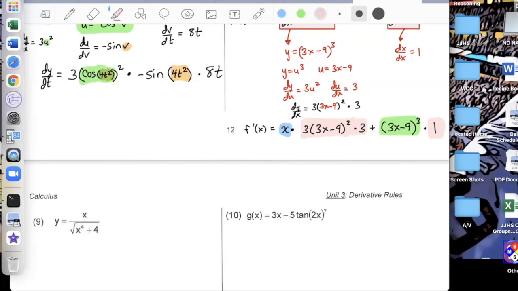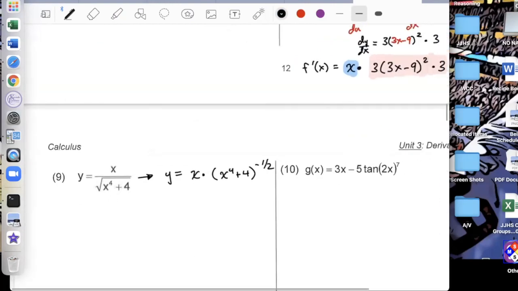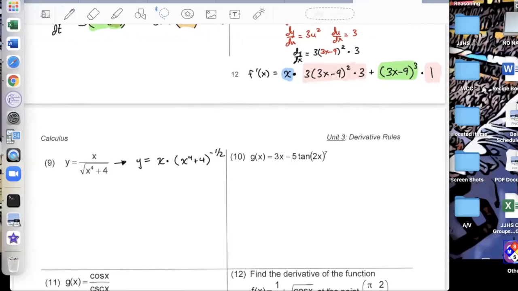But anyway, this one I would rewrite as y equals x times x to the 4th plus 4 to the negative 1/2. It's disgusting. All right. So when I write it like that, you see it's pretty much the same problem.